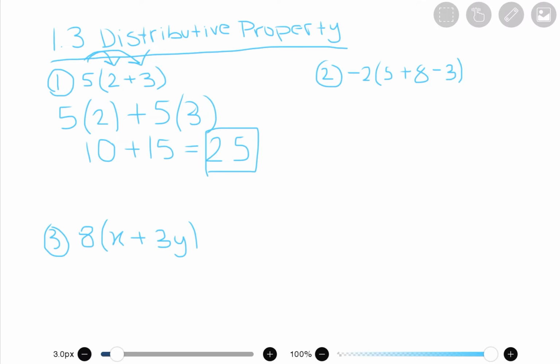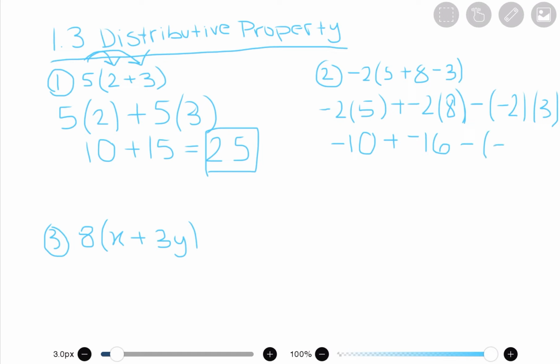So we would do -2 times 5, plus -2 times 8, minus -2 times 3. So we have -2 times 5, which is -10, plus -2 times 8, which is -16, minus -2 times 3, which is -6.